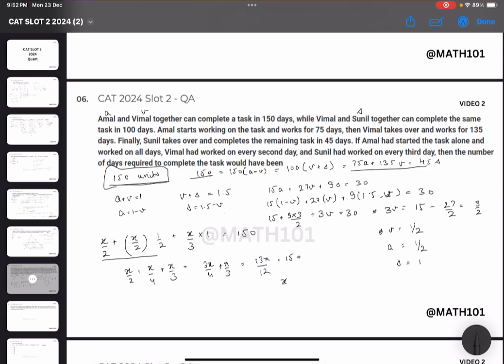So x is equal to 150 into 12 by 13, which is approximately 139 days.